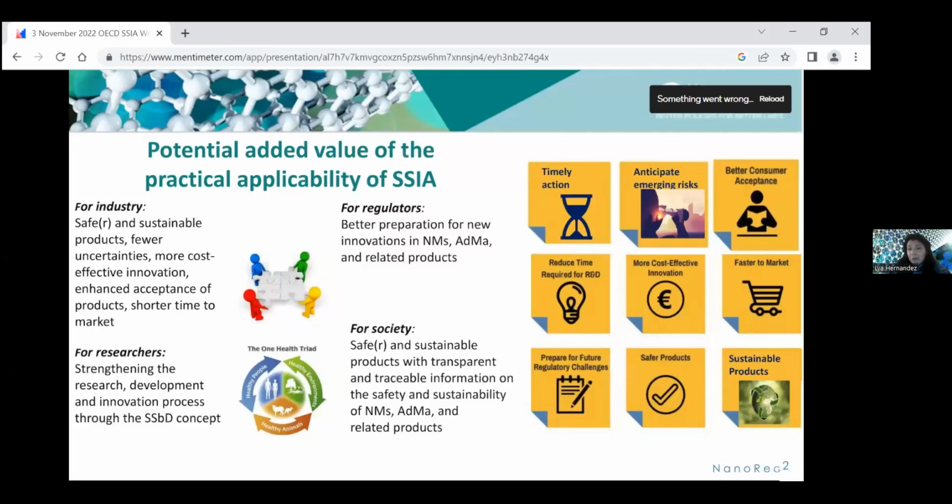So I think it's important to really look at the potential added value of the practical applicability of SSbD. We really see for industry that if we apply this well and in an organized manner, we can have safer and sustainable products, fewer uncertainties, more cost-effective innovation, enhanced acceptance of products, and possibly even shorter time to market. For regulators, we see better preparation for new innovations in nanomaterials and advanced materials and related products. For researchers, we see the benefit of strengthening the research, development, and innovation process through the SSbD concept. And for society, we really see safer and sustainable products with transparent and traceable information on the safety and sustainability of nanomaterials, advanced materials, and related products. Next slide.